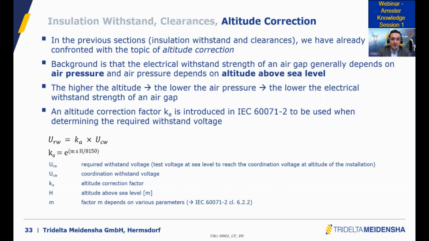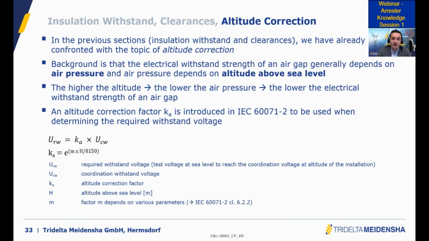Again, the same IEC. So this IEC actually is quite important when it comes to those insulation coordination topics. This IEC 60071-2 defines the altitude correction factor, Ka, to be used when determining the required withstand voltage. So typically when you do a test in a lab or factory, you are considering a test at sea level, and you need to apply this altitude correction factor to guarantee your equipment.